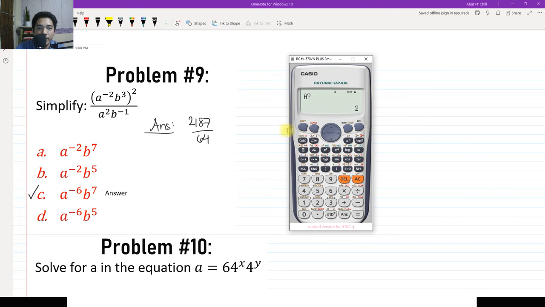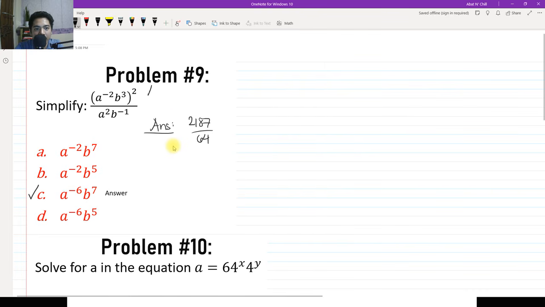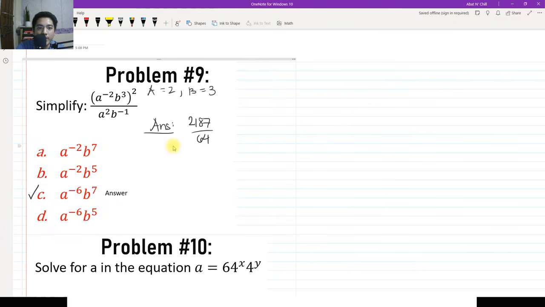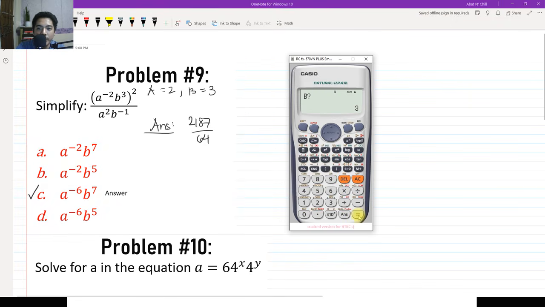So again, solve the value of A. Again, the values that we use are 2 for A and 3 for B. Okay, so we have 2, 3. So the values, oh, I'm sorry, this should not be raised to 5. Okay, so what we input is letter D.